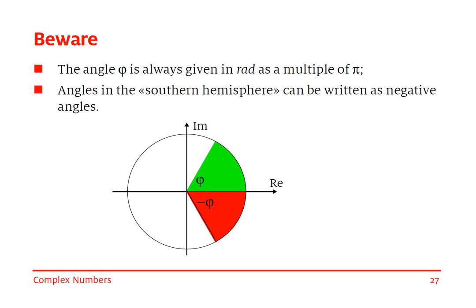In the polar representation, r times e to the power of phi i, the angle phi is always given in radians as a multiple of pi. And angles in the southern hemisphere can be written as negative angles. It's not necessary to use a negative angle, but it's possible to represent them as negative angles. So if phi is the green angle, then minus phi is the red angle, which is so to say reflected at the x-axis or the real axis.